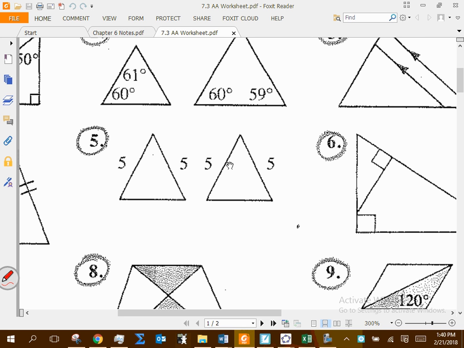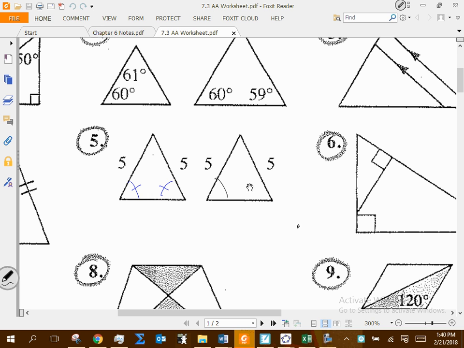If I look at these 2, are they similar? Well, if they are similar, you have to be able to tell me one of 2 things. You have to be able to show me that you have 2 angles congruent to 2 angles. And here's the argument. Would this angle here be congruent to that angle there? Yes. All right, but is there anything telling me that they're going to be congruent over here?